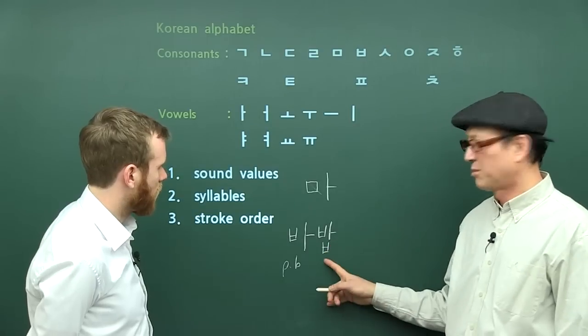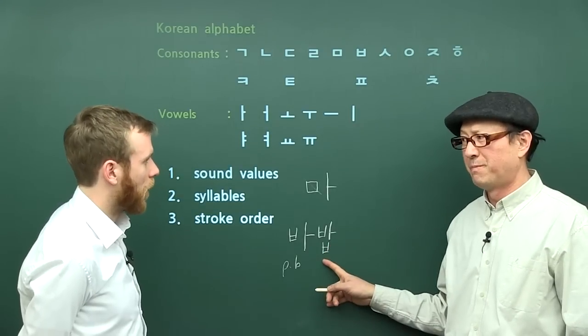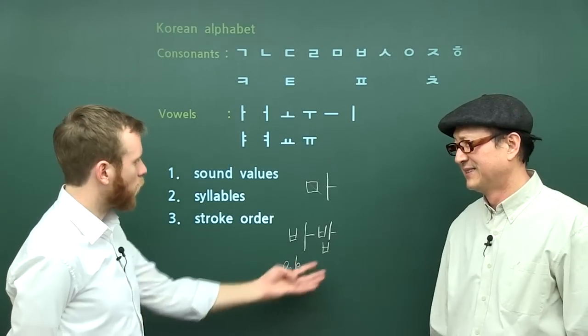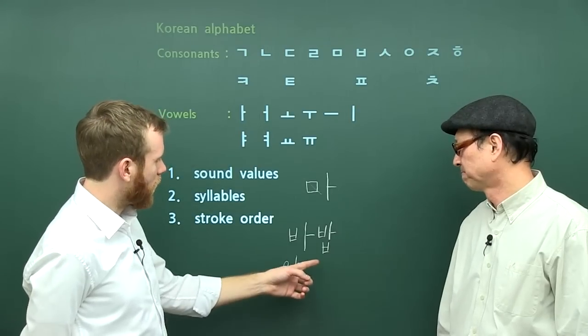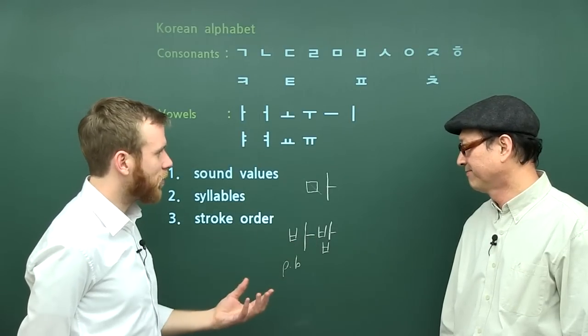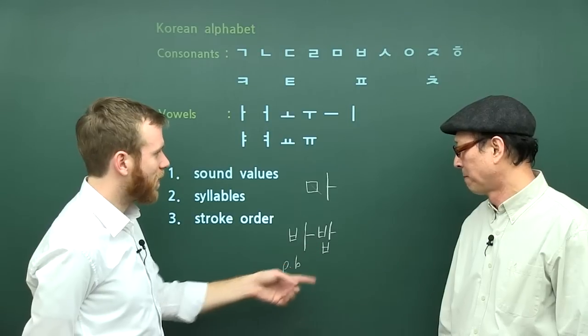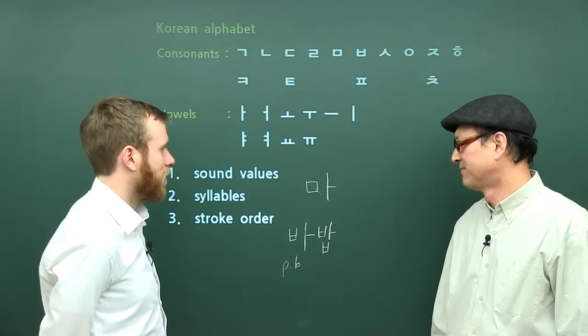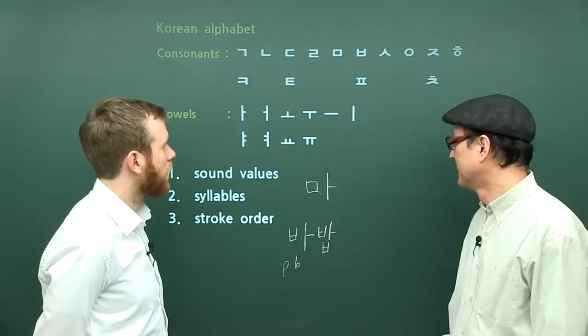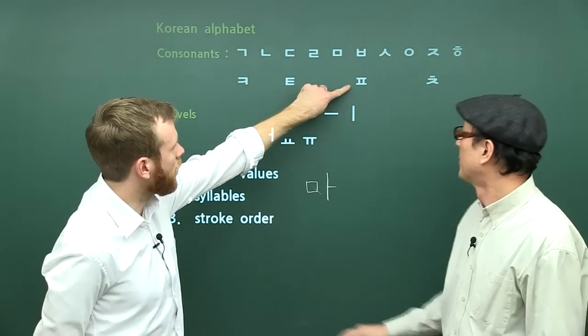Sure. 그럼 밥이 뭐예요? 밥, cooked rice or food, right? Yeah. Meal. So again, takes on a bit of a different sound. 밥. At the end, I'd say it sounds more like a p. 밥. But we do have a stronger version.